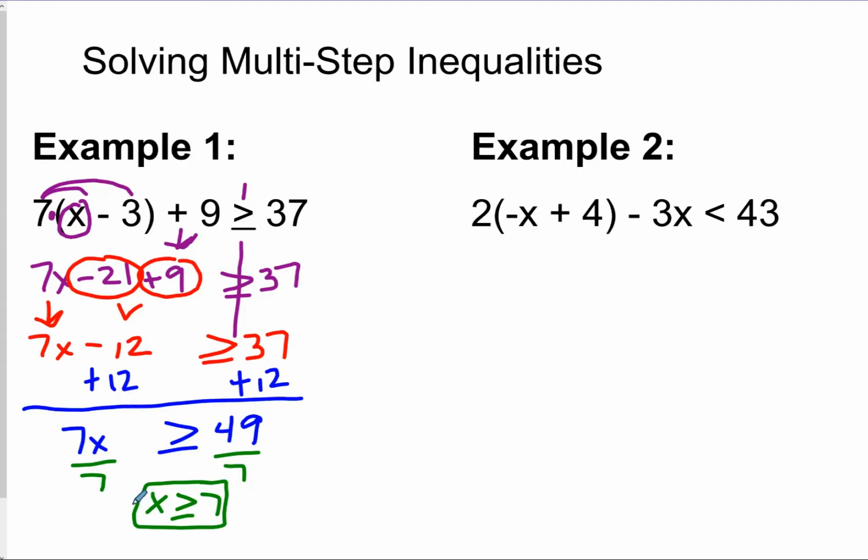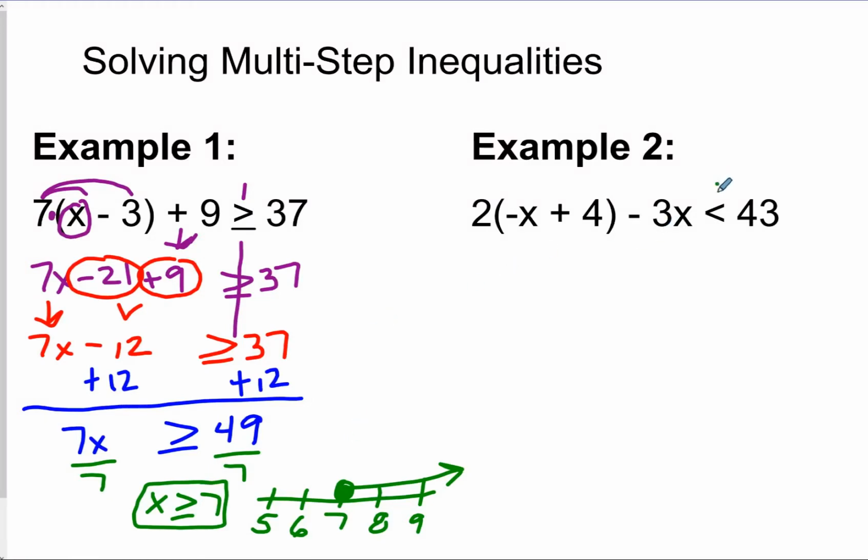Next, we're going to graph. Our graph is going to have a closed dot because it's equal to, our arrows to the right because it's greater than, and remember, your symbol will match your arrowhead. And there's your final answer for example 1. Go ahead and try example 2.